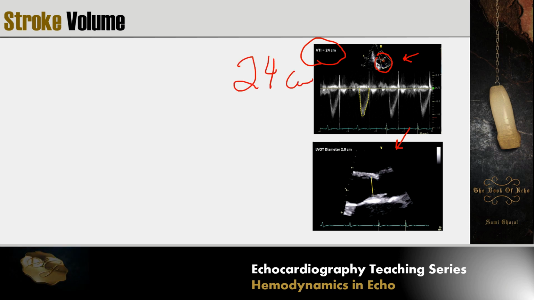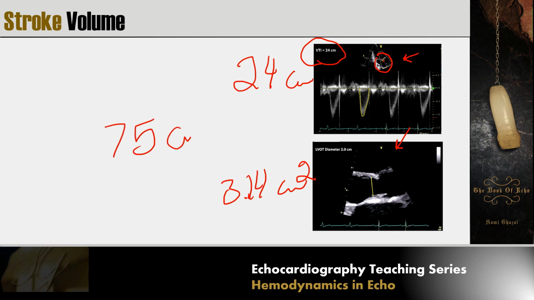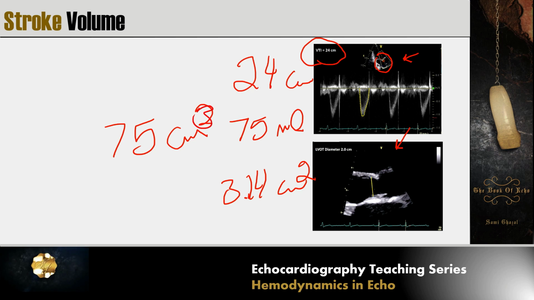This is in centimeter. The area here of LVOT is 3.14 square centimeter. If we multiply 24 cm by 3.14 cm, we will get around 75 cubic centimeter, or 75 ml. It represents the volume. So we have the velocity, we have the time, we have the VTI, and now we have the volume. So the stroke volume, or the volume of every beat, is 75 ml per beat.